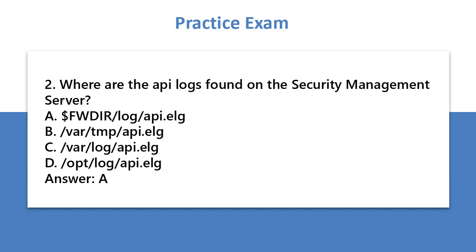2. Where are the API logs found on the security management server? A. $FWDIR/log/api.elg. B. /var/tmp/api.elg. C. /var/log/api.elg. D. /opt/log/api.elg. Answer: A.